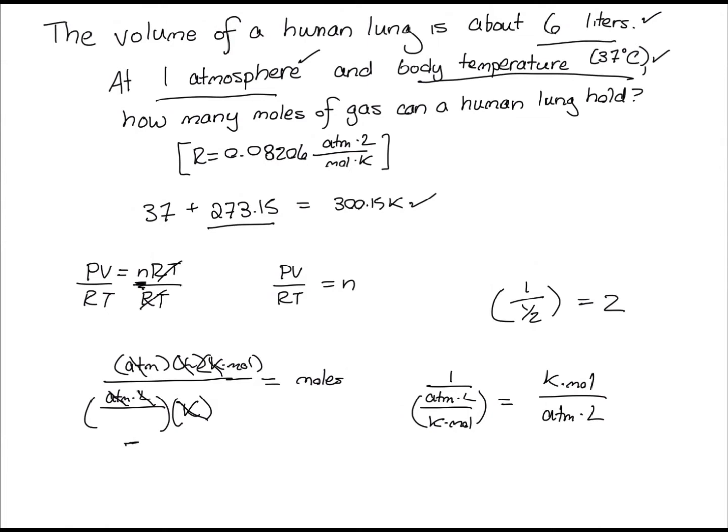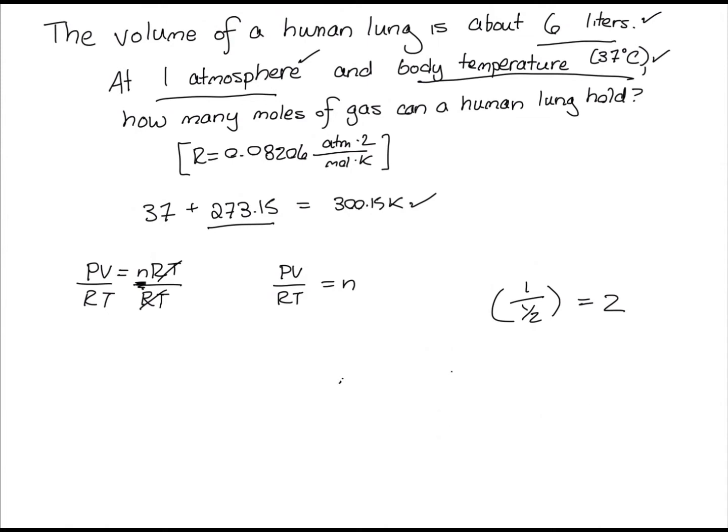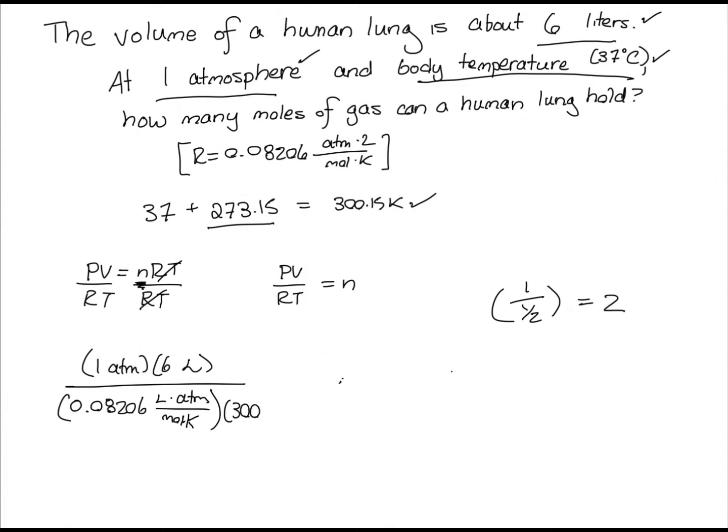Now let's plug in some numbers. I'm going to erase this so that we can replace it with actual numbers. We have pressure, 1 atmosphere, times volume, 6 liters, divided by the universal gas constant in liters times atmospheres over moles times Kelvin, and that is multiplied by 300.15 Kelvin in the denominator. And if we do all of that math, you'll get 0.243 moles. That's how much your breath can take up.